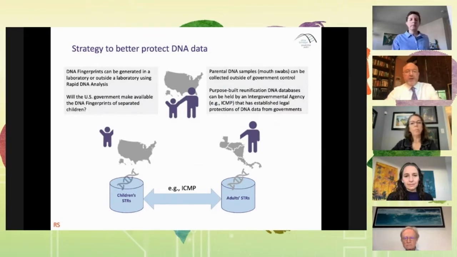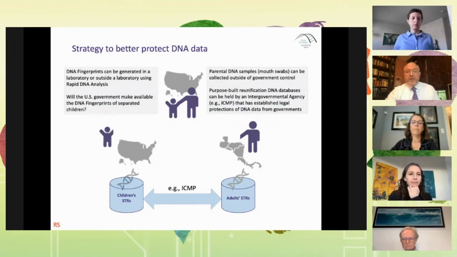So our strategy is quite straightforward. The critical principle is that governments will not have access to the DNA data that's used for familial identification. Parents searching for their children can donate cheek swabs, for example, to a Central American-based NGO or to legal representatives. These organizations can generate the DNA fingerprint in a lab or outside the lab using rapid DNA instruments. They can then place the de-identified DNA fingerprints in a database held by an intergovernmental organization. That intergovernmental organization can protect the data.